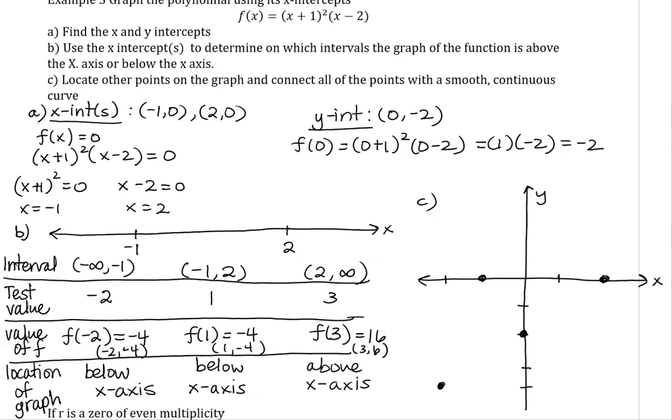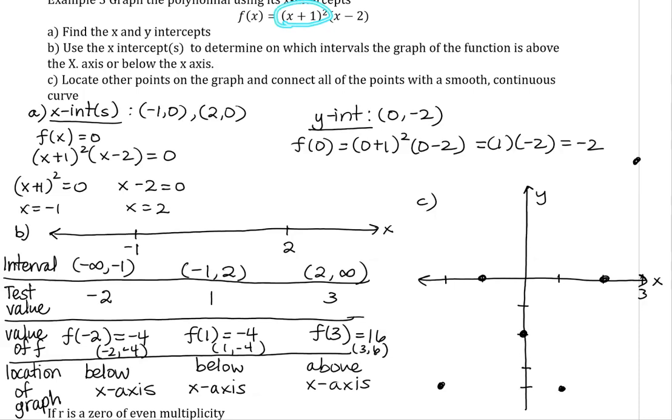So here's the point (-2, -4). We also have the point (1, -4). So that would be there. And then finally, we have the point (3, 16). I'm not going to go all the way up to 16. I'm just going to throw it right there. And now I'm going to connect these points to see what this entire graph looks like.